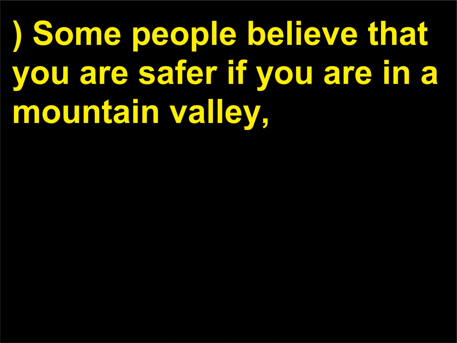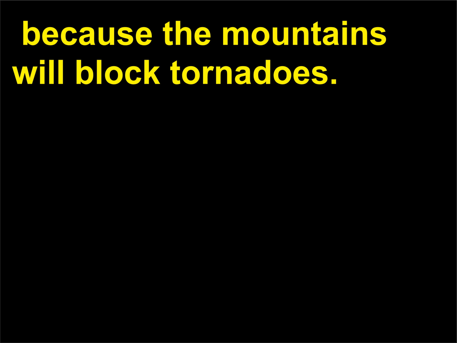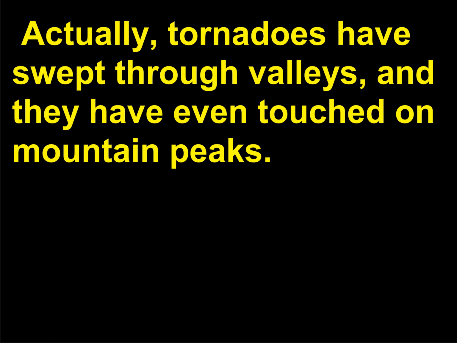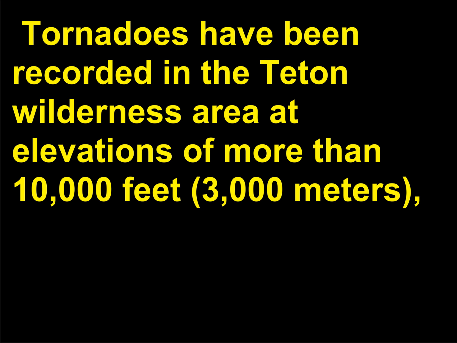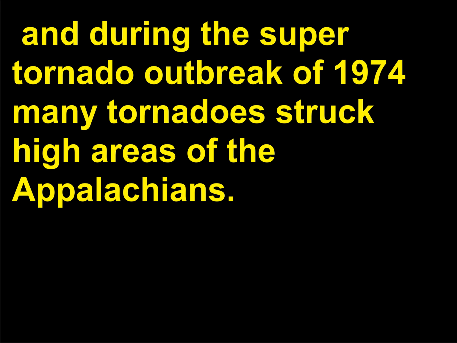Some people believe that you are safer if you are in a mountain valley, because the mountains will block tornadoes. Actually, tornadoes have swept through valleys, and they have even touched on mountain peaks. Tornadoes have been recorded in the Teton Wilderness area at elevations of more than 10,000 feet, 3,000 meters. And during the super tornado outbreak of 1974, many tornadoes struck high areas of the Appalachians.